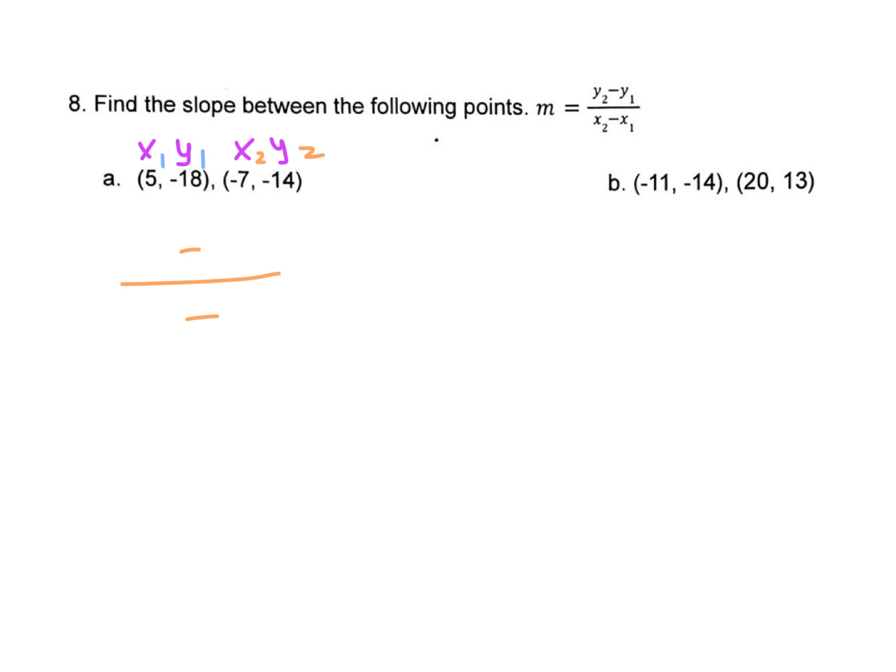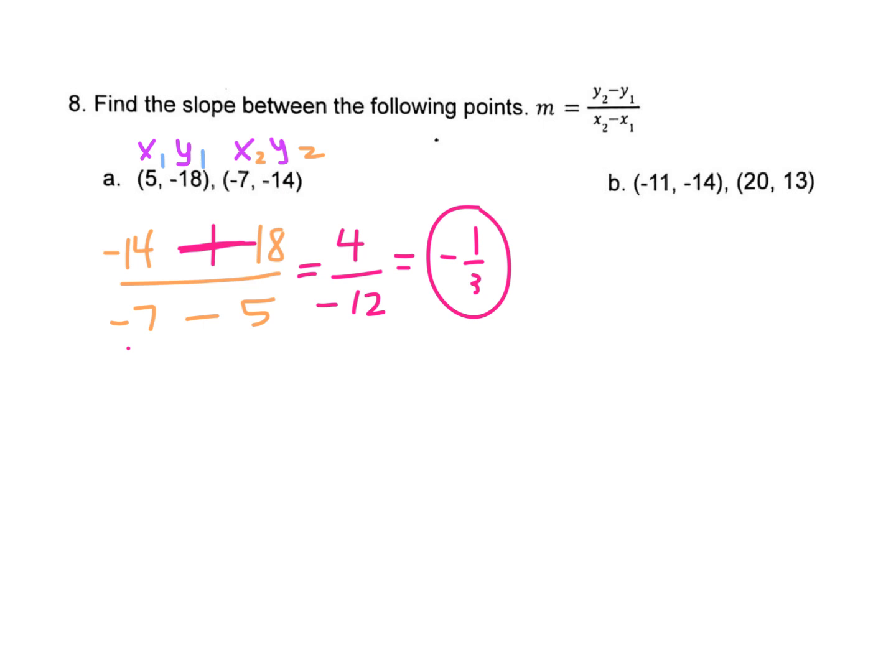y2 minus y1, negative 14 minus negative 18, and then x2 minus x1. Okay, being careful with our double negatives, we know that double negatives can create a positive. Also be careful here, negative 14 plus 18 is 4, and negative 7 minus 5 is negative 12, and this can simplify to negative 1/3.